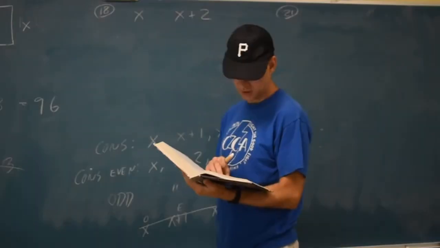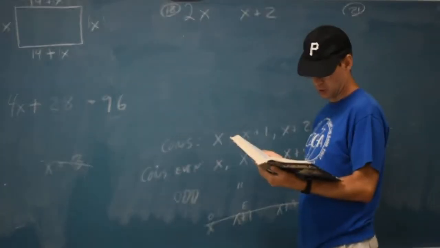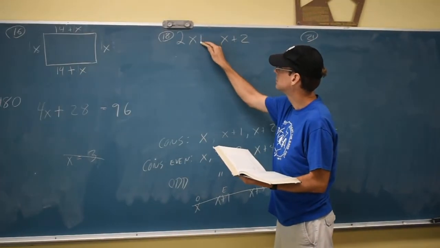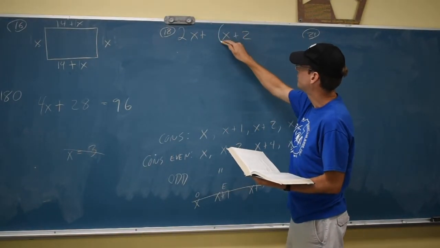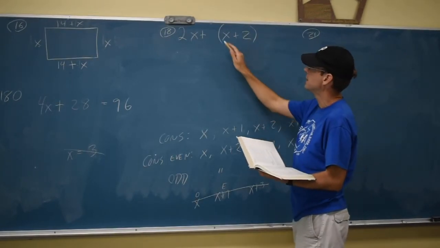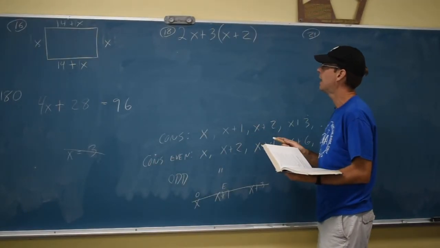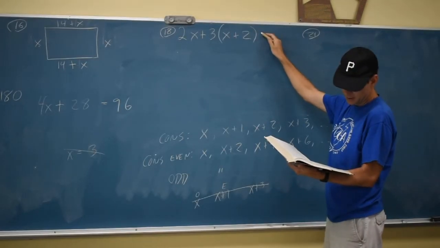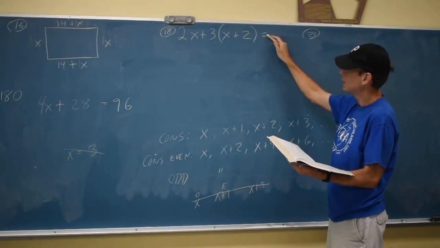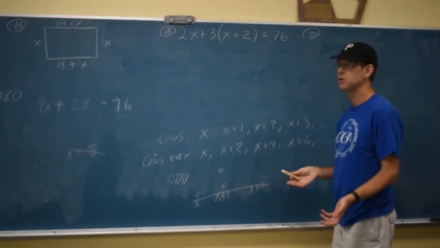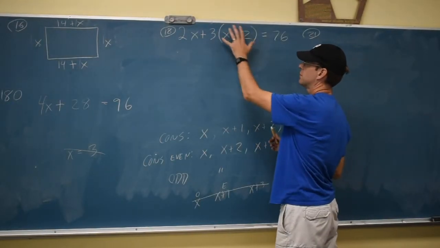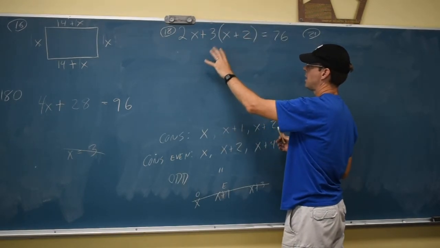So 18 says find two consecutive evens such that 2 times the first, so that needs a 2, plus 3 times the second. To keep the second one as a group, I need parentheses. So 3 times the second is always an equal sign, and the 76 at the end. And then I'll leave that to you to solve this one for homework. You'd have to do a distribute, you'd have to do a combine like terms, you'd solve.